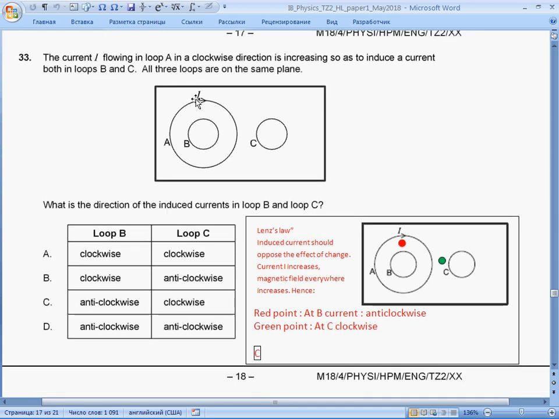So current I is increased to induce current in B and C. What is the direction of current in B and C? When current I increases, the magnetic field at the red point and green point is increasing. According to Lenz's law, the induced current should decrease this magnetic field. Using the right-hand grip rule, we find that at B the current should be anti-clockwise, at C clockwise.